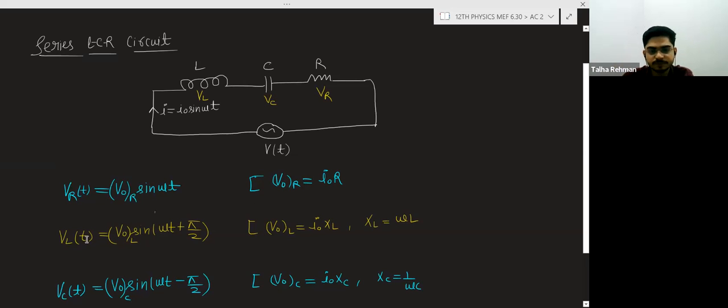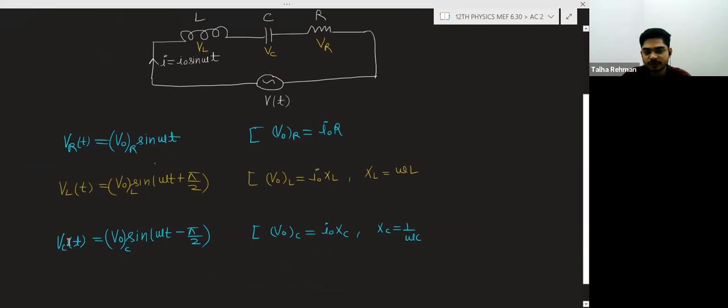Now for the inductor, the equation of the voltage will be V is equal to the peak value of the voltage across the inductor sine omega t plus pi by 2. For the capacitor, the peak value of the voltage sine omega t minus pi by 2. Already discussed, and this we know already. What is Xc? Xc is 1 upon omega C. Now we will draw the phasor diagram of this circuit.